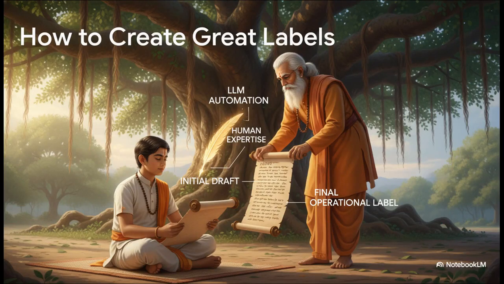So, how do we get these great labels? Well, it's a partnership between automation and human smarts. We can use an LLM to take a first stab at it, to summarize the key examples from a cluster, but then a human expert must review it to make sure the language is truly operational and it really captures the core idea. That human judgment is what separates the real signal from the noise.